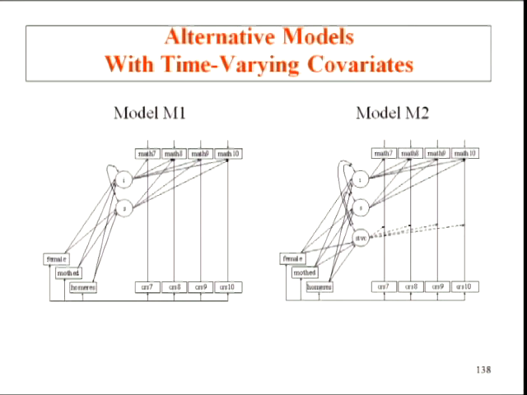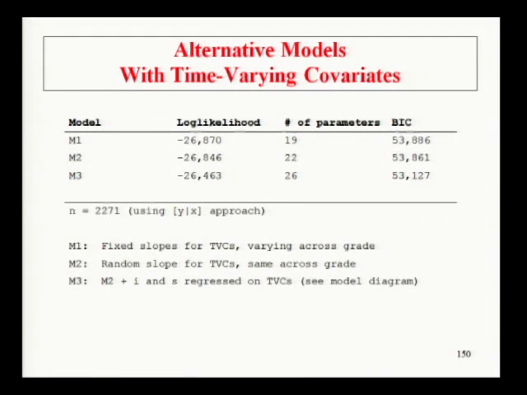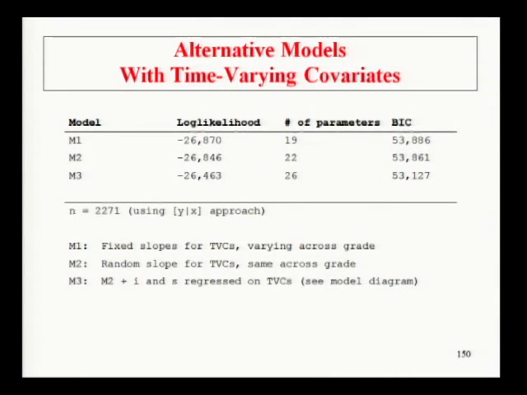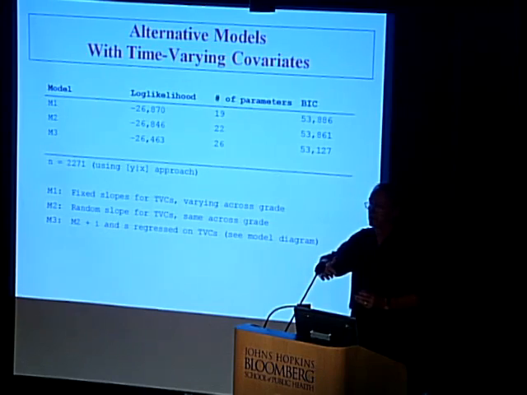Well, Model 2 is described here. Random slope for the time-varying covariates, same across grade. So the slope varies across people, but not across grade. So it is exactly like the drawing here for Model 2. And it has log likelihood minus 26,846. And then you have to know a high log likelihood is a good log likelihood.